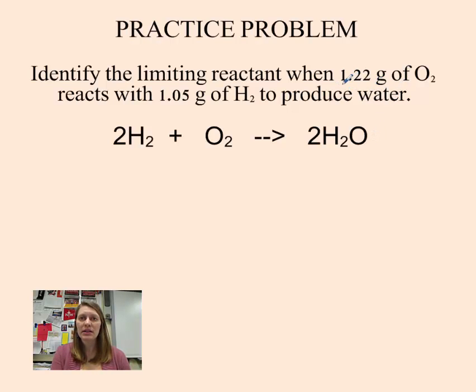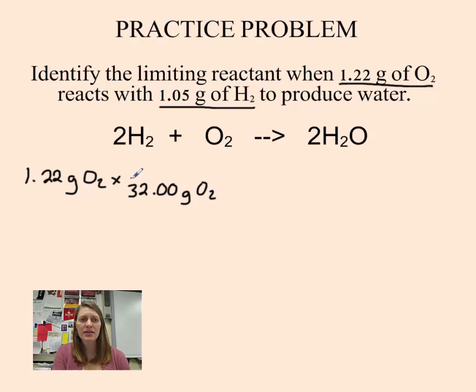In the problem, it says that we have 1.22 grams of oxygen, and that's going to react with 1.05 grams of hydrogen to produce the water. So we have to pay attention to those numbers here. So we got 1.22 grams of oxygen. So I'm going to use my stoichiometry in order to cross out my units and solve for how many moles of water the oxygen will make.